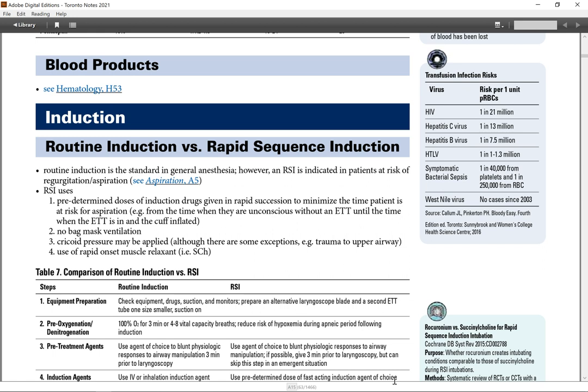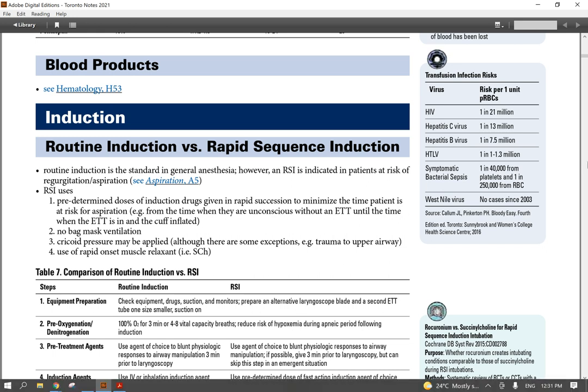From the time when they are unconscious without an ETT until the time when the ETT is in and the cuff inflated. No bag mask ventilation. Cricoid pressure may be applied, although there are some exceptions, such as trauma to the upper airway. Use of rapid onset muscle relaxant.